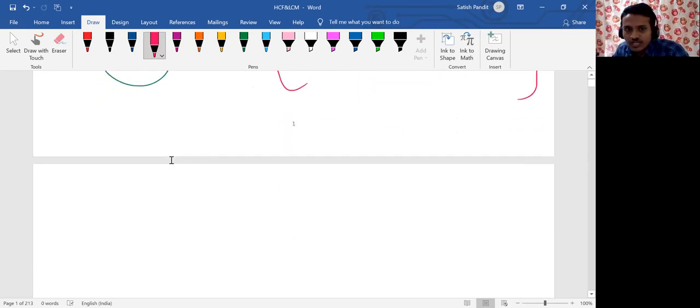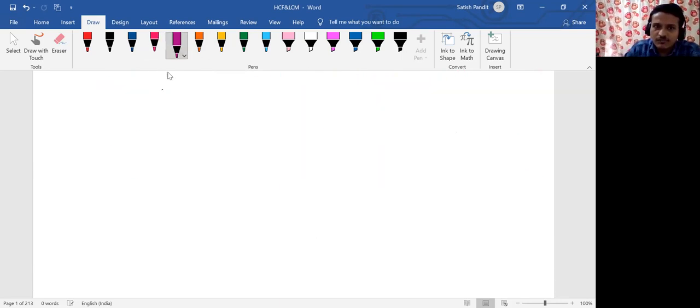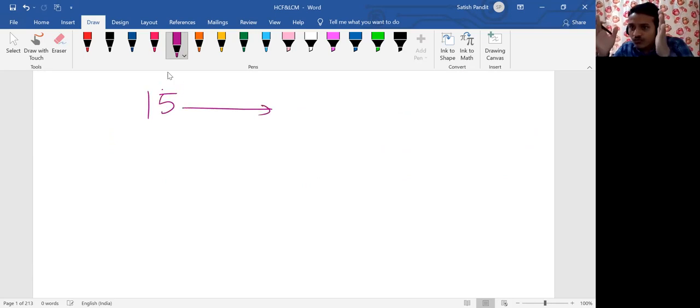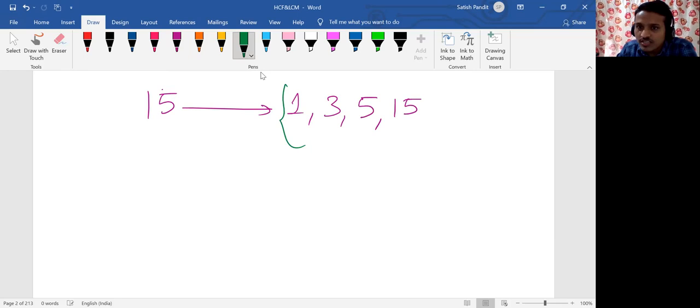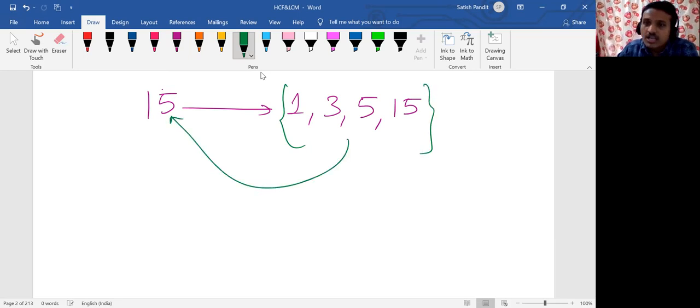You understand? So let me take another example. If I take 15, the factors are those numbers which can divide 15 completely without leaving a remainder. So 1, 3, 5, and 15. So these are the factors. These are the set of numbers which can divide a given number completely without leaving a remainder. I hope it is clear.